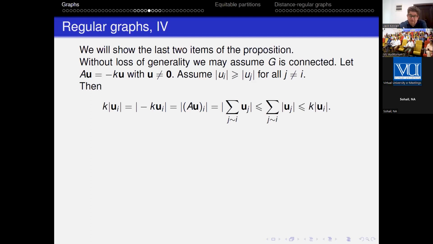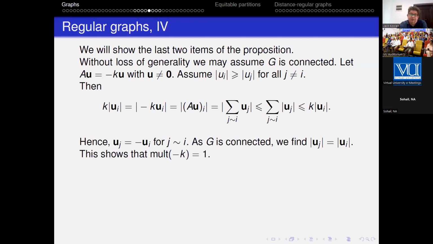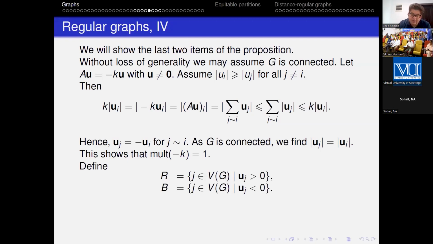Then it's also easy to see the following equations. So this is as easy as we had before. And as T is connected, we find that the absolute value of Uj is that of Ui, and that shows that the multiplicity of minus K is 1. And we can define these two sets, the red vertices and the blue vertices, where the red has all the positive entries and the blue vertices all the negative entries.